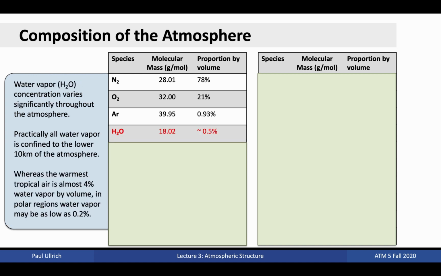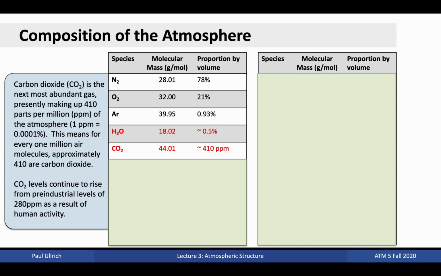After argon comes water vapor, or H2O. This is one of the few constituents whose concentration varies significantly throughout the atmosphere. Almost all the water vapor in the atmosphere is confined to within 10 kilometers of the surface. Whereas the warmest tropical air is about 4% water vapor by volume, in polar regions, water vapor near the surface may be as low as 0.2% by volume. On average, over the whole planet, water vapor makes up about 0.5% of the atmosphere.